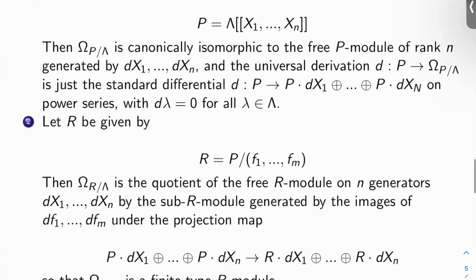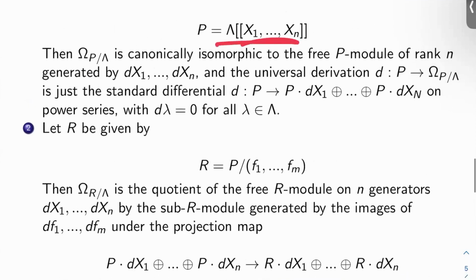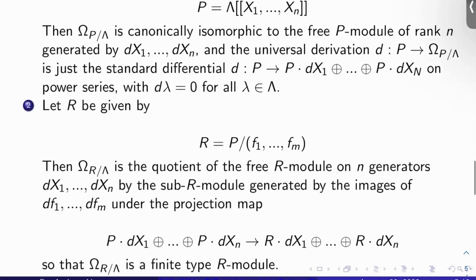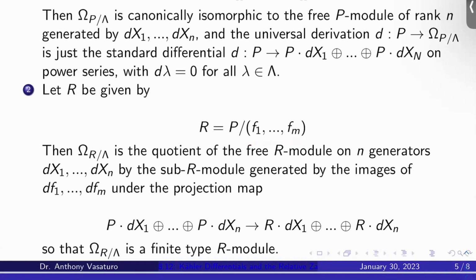Okay, here's another example. Let R be that same thing: omega double bracket x1 through xn, mod out by the ideal generated by polynomial or power series f1 through fm. What is omega of R over lambda here? It's the quotient of the free R-module on n generators dx1 through dxn by the sub R-module generated by the images of the derivatives df1 through dfm.